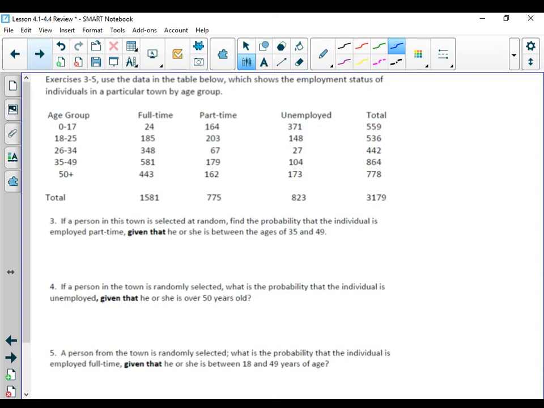This one, I gave you a lot of instances where they're conditionals. So let's see what's going on in number 3. It said, if a person in town is selected at random, we want to know what's the probability that the individual is employed part-time, given that he or she is between the ages of 35 to 39. So since they talked about them being ages 35 to 39, we're going to focus only on that data.